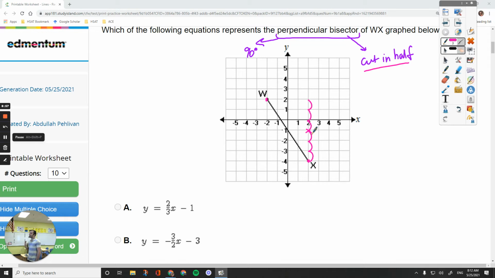And then I also need to find the horizontal midpoint. From X to W, how many units should I go to the left to get to the other point? It is, let's see, 1, 2, 3, 4. Cut it in half. So it's 2 units right there. So basically, if I go up 3, left 2, I'll find the midpoint. So from point X, go up 3 right here, and then left 2. So the midpoint is going to be right there.